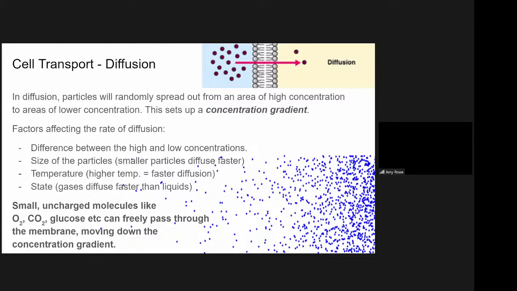And linked to both temperature and size of the particles is the state. If you think of solids, liquids, and gases, gases diffuse much faster than liquids and much faster than solids. Small uncharged molecules like oxygen, carbon dioxide, glucose are able to freely pass through the cell membrane, moving down the concentration gradient. So from an area of high concentration of, let's say, carbon dioxide to an area of lower concentration of carbon dioxide.